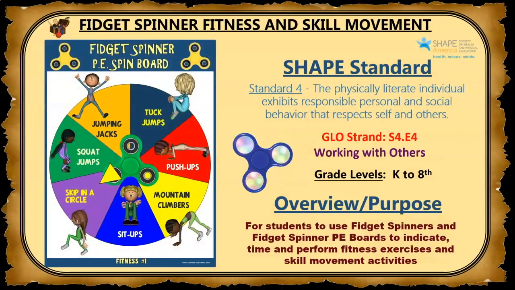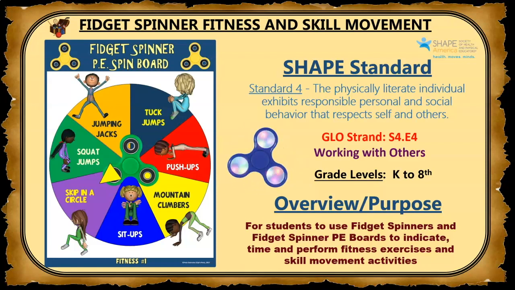But I want to show you one way I used to try to get, and this is non-traditional, it's a fidget spinner PE spin board. So just took a circle, broke it up, put some exercises in it. I got a bunch of fidget spinners that were donated to me, so I just put a little triangle piece of tape on one of them, and students would work in pairs or even groups of 3 or 4 students, and they would do this as a kind of a warm-up.